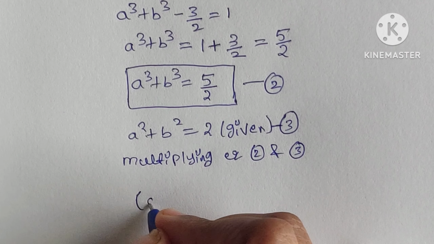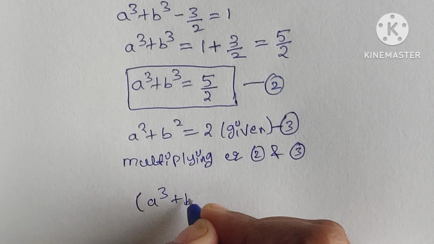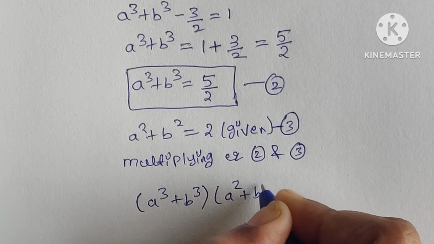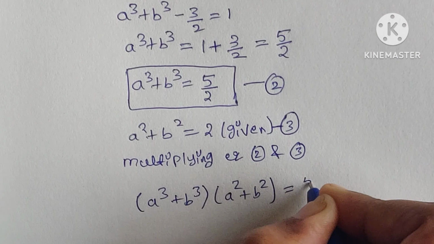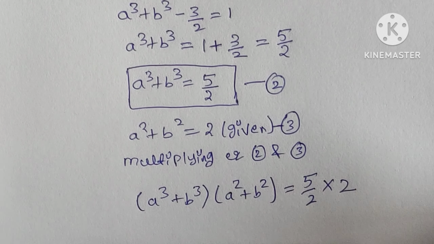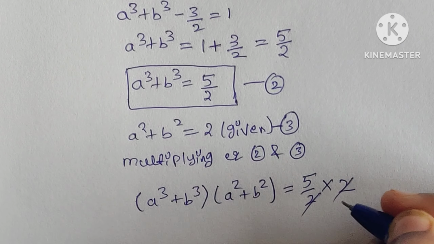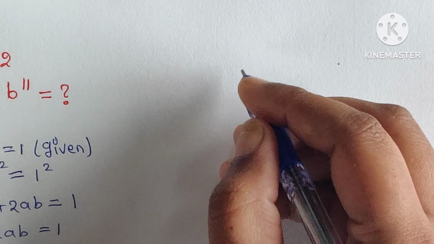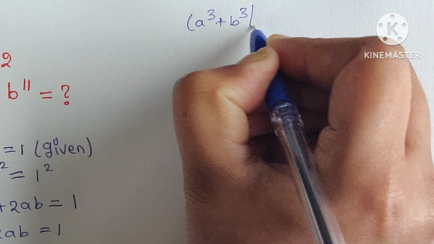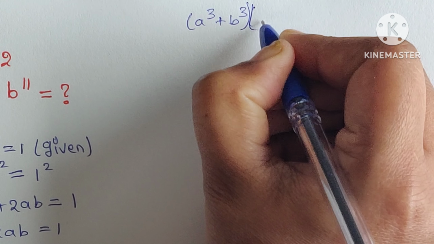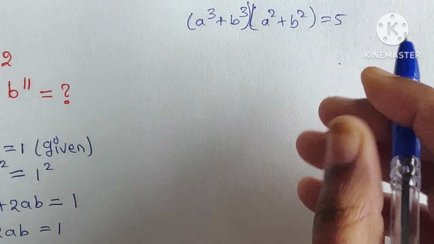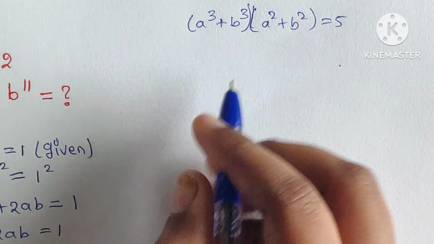So a cube plus b cube times a square plus b square equal to 5 by 2 times 2. So 2, 2 cancel. So we'll get a cube plus b cube times a square plus b square equal to 5. So now multiply these two values.